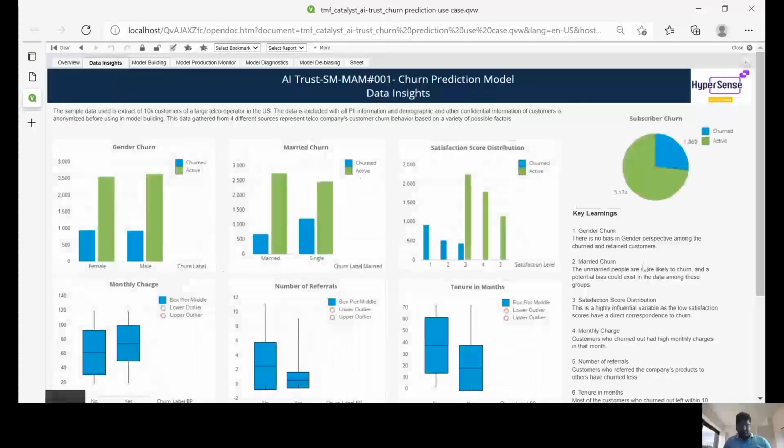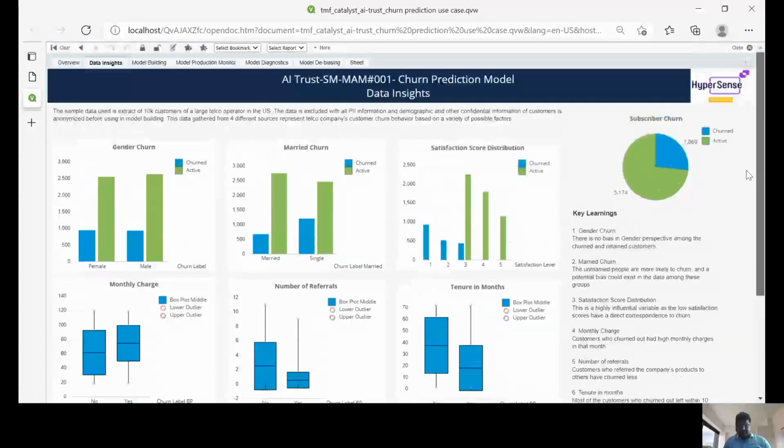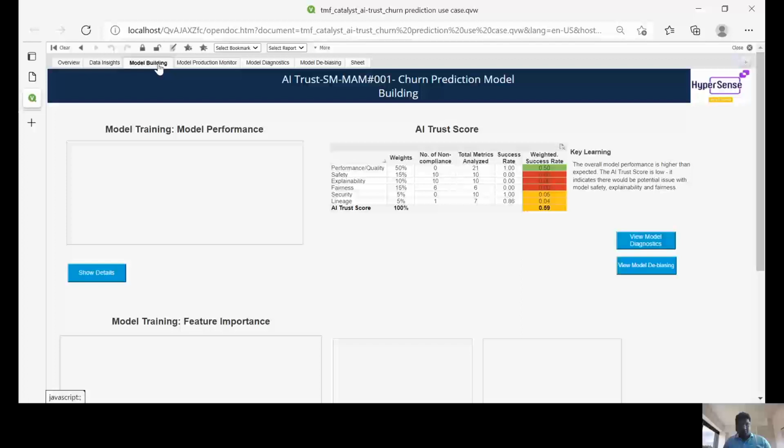I can first see the same data descriptions that we have seen on the canvas as well. It's the same analysis, but it is given here so that you can come back and visit and try to understand your data better whenever you see certain diagnosis issues here. Let's look into the model building.